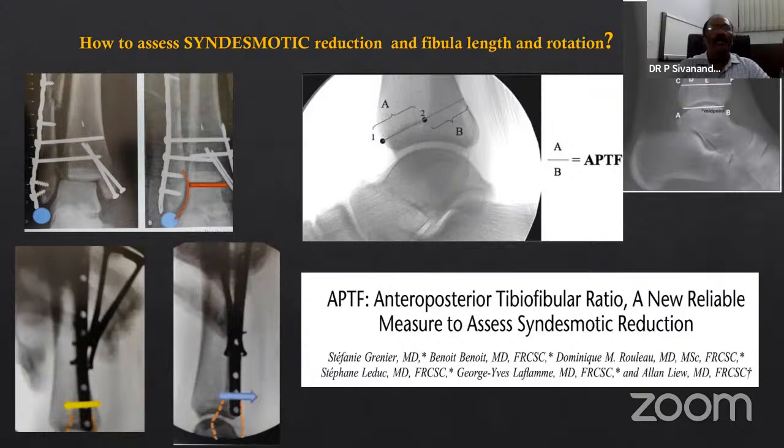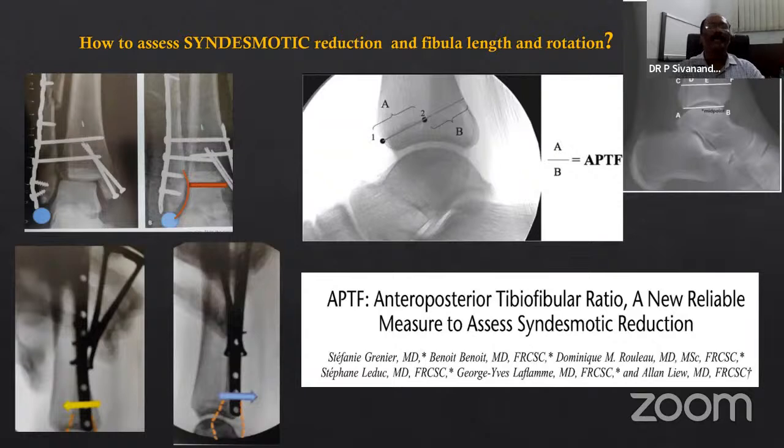In all these injuries, the most important thing is the restoration of the fibular length and the fibular rotation. These are the two important things you must assess in these patients. The fibular length is assessed by the dime sign. Always compare with the normal joint. I am stressing this point, you always remember it.